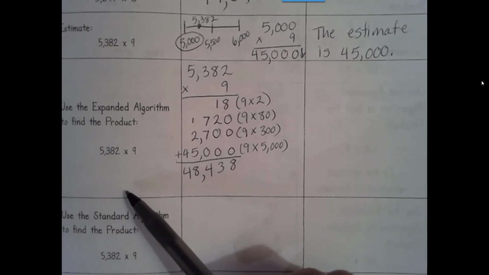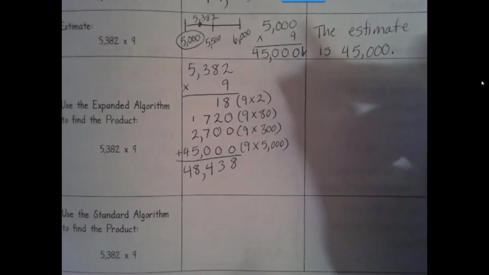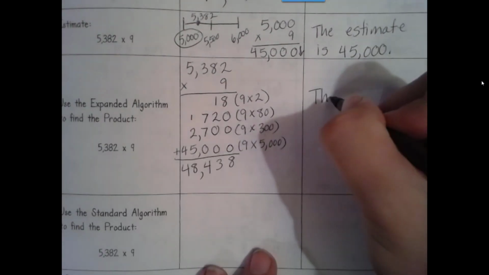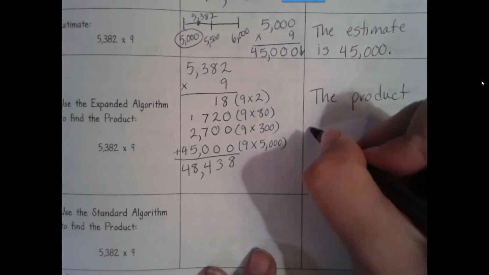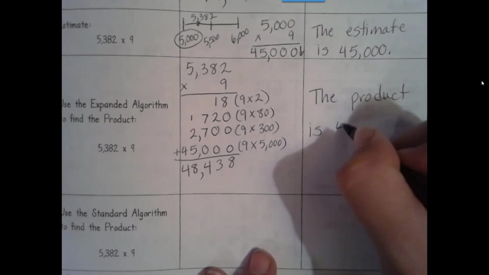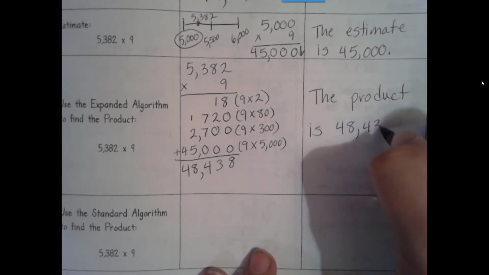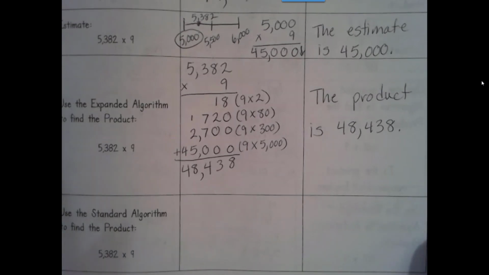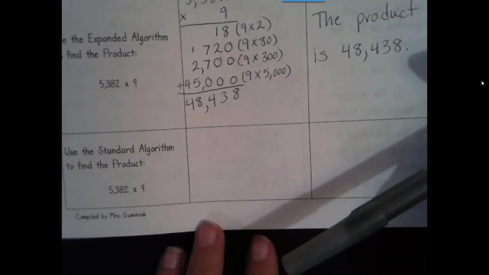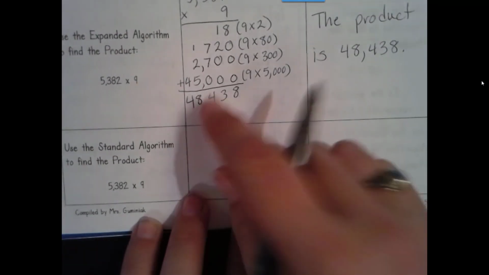It didn't ask us though this time if it was reasonable. We just need to put the product. The product is 48,438. But you always want to check, is it reasonable? To make sure that you have done your work correctly. All right, now we're going to do our standard algorithm for the same problem, and we should get the same product.